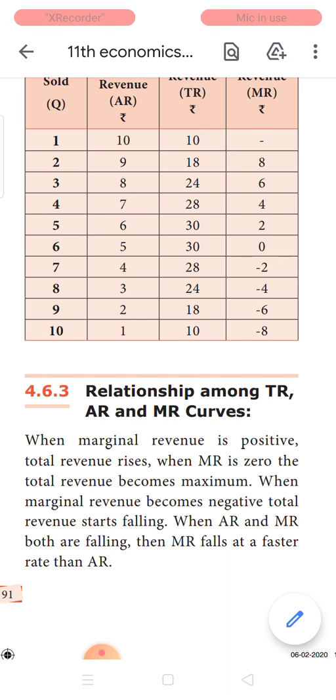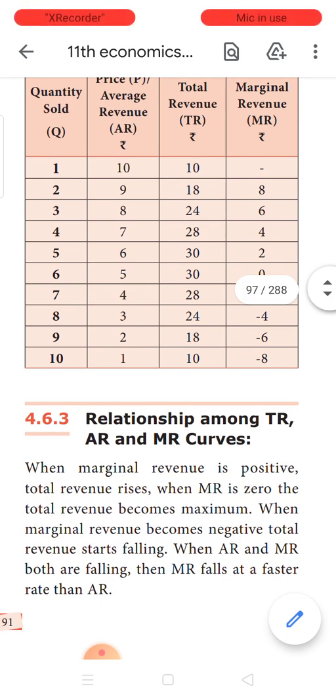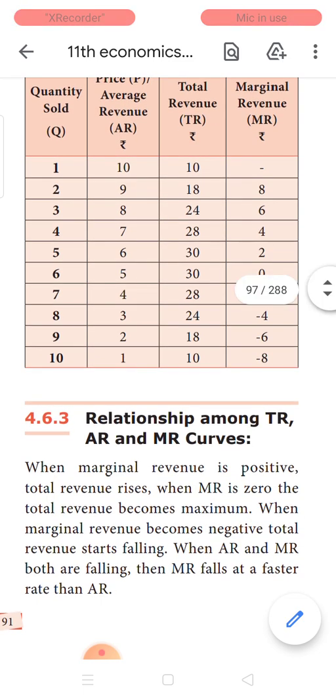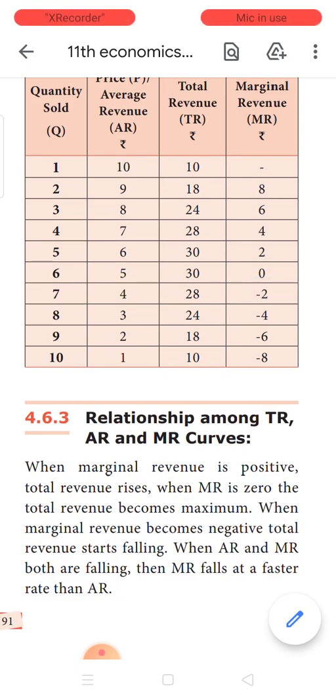Likewise, when the marginal revenue is becoming negative, minus 2, minus 4, minus 6, minus 8, just observe the TR. What is happening to TR? It is falling down. Like this only you need to relate and say, when MR is like this, what is the relationship of TR?